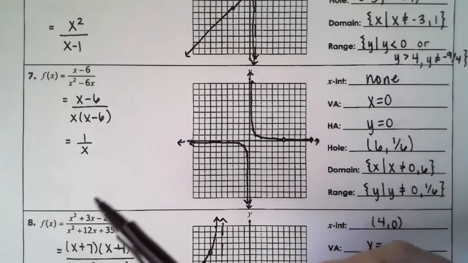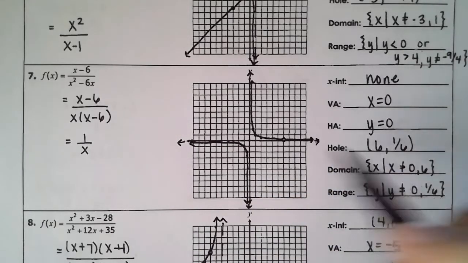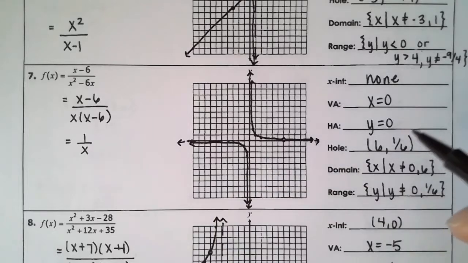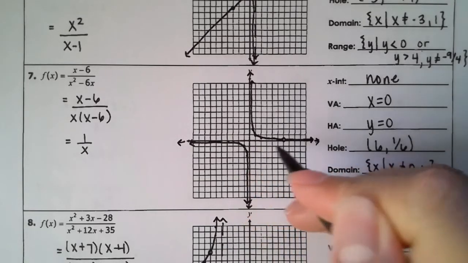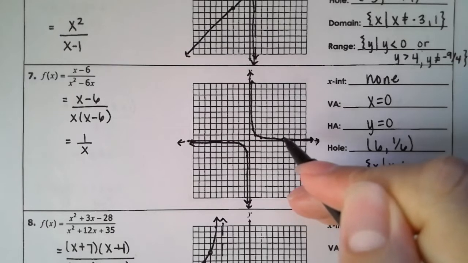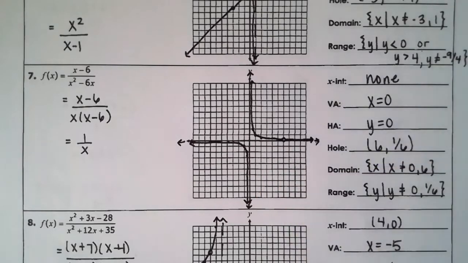So I get x is equal to 6, and when I plug into the simplified function, I get 1 over 6. So your hole is going to be roughly at (6, 1/6). It's just, as close as possible you get it to the x-axis there. And then you can list your domain and range as well.